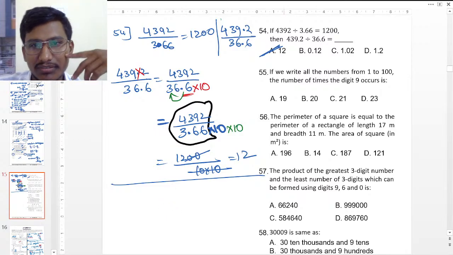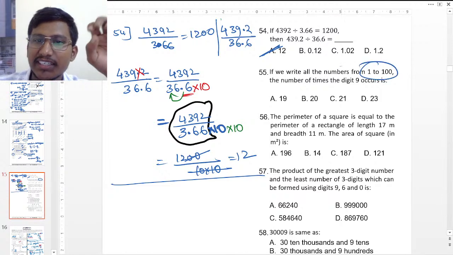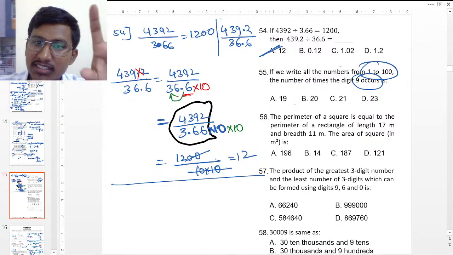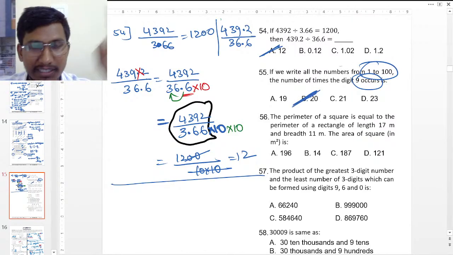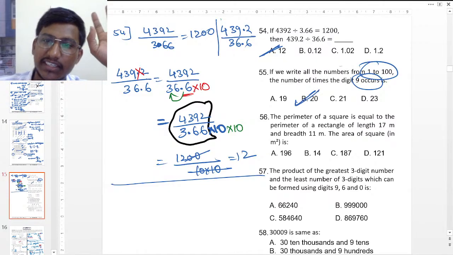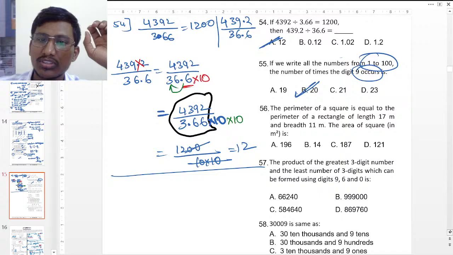So let's go to the 55 question. Here if you write all the numbers from 1 to 100, the number of times 9 occurs will always be 20 times. Remember this directly. So for the 55 question, it will occur 20 times. Okay, good. Let's go to the 56 question.